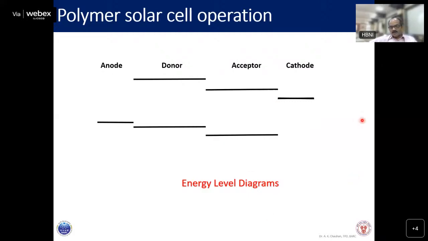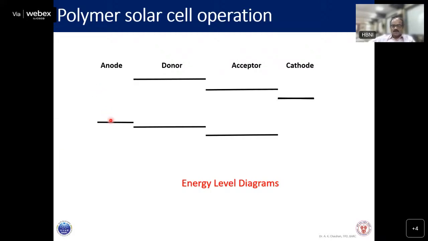So suppose I try to draw the energy diagram of donor, acceptor, cathode, anode, when they are in the isolated state. So these are energy levels for donor. These are HOMO, LUMO of donor. This is HOMO, LUMO of acceptor. This is the level for cathode, usually aluminum at 4.3, and the anode, ITO.